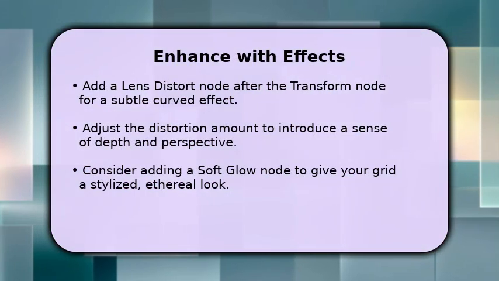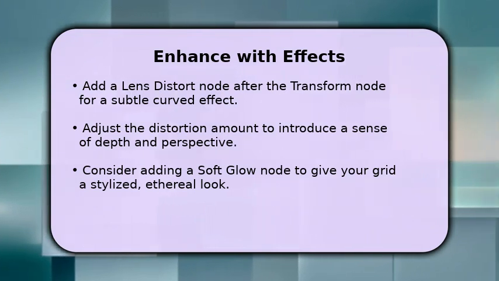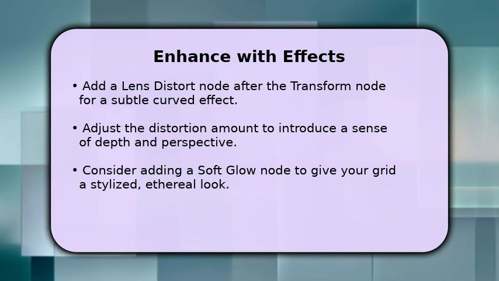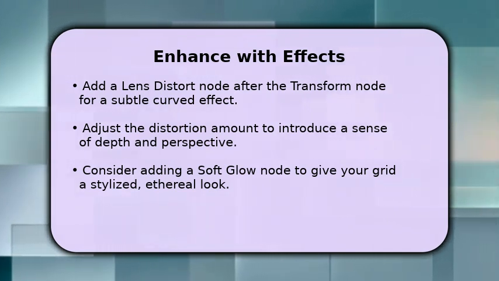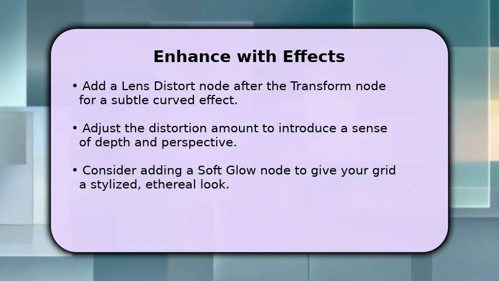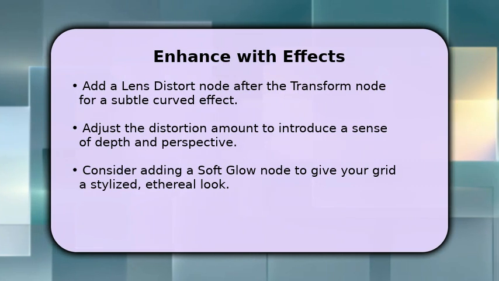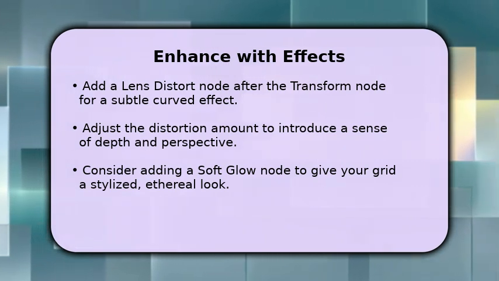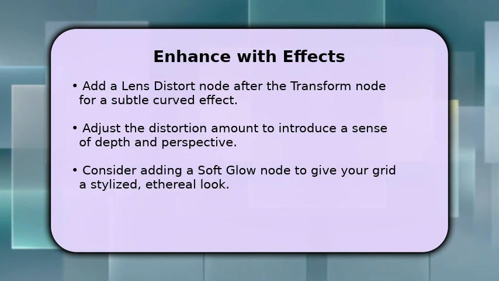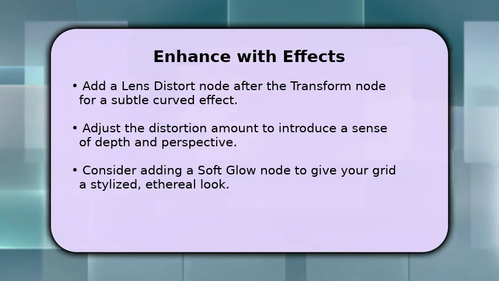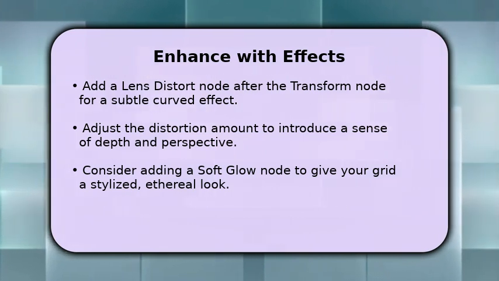To elevate your grid's appearance, consider adding some visual effects. Insert a Lens Distort node after your transform node to introduce a subtle curved or warped effect, adding depth to your background. Experiment with the distortion amount to find the perfect look. For a more stylized feel, you might also add a soft glow node, adjusting its settings to create an ethereal or futuristic aesthetic. Remember to fine-tune blend modes and opacity to achieve your desired visual impact and polish.